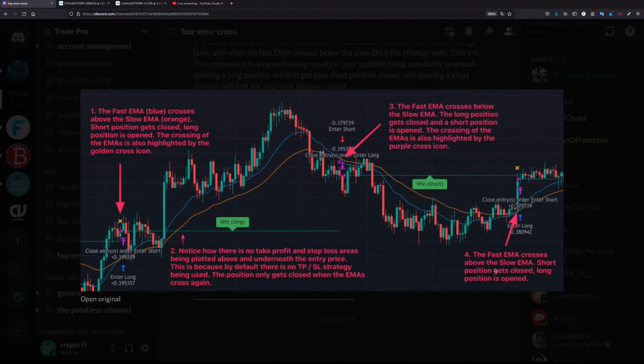The fast EMA crosses above the slow EMA. Again, short position gets closed, long position is opened. This is a bit confusing, but to make it easier, I think what I will do is just enable only long positions or something like that, and that way you will get executed the long position openings and closings on the crosses.